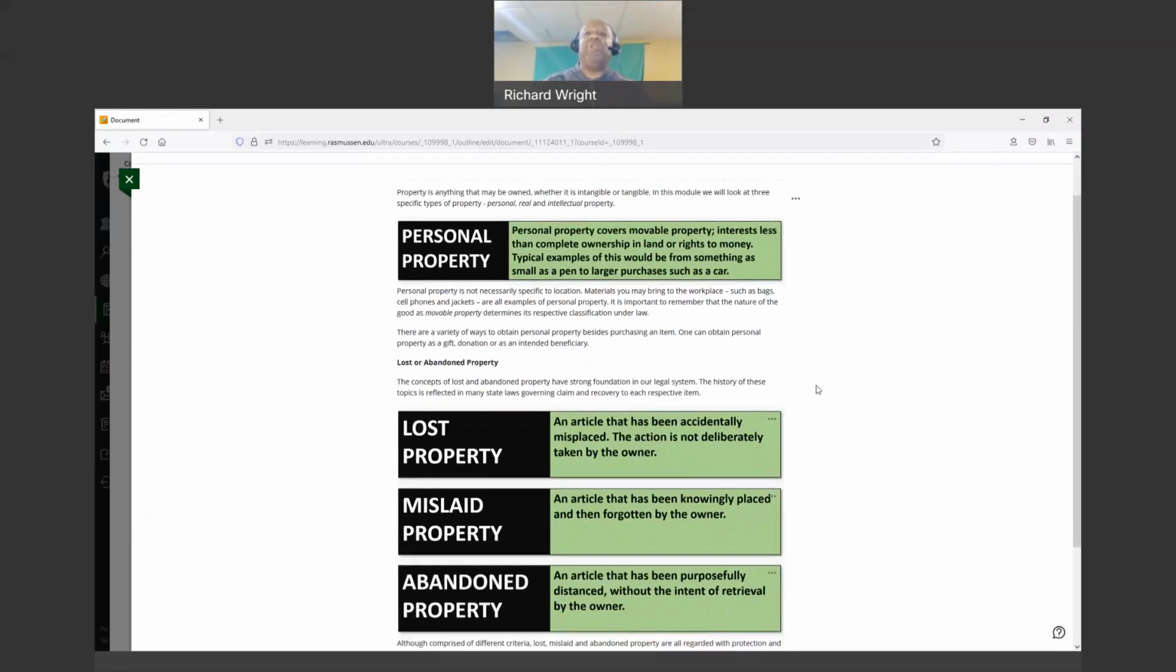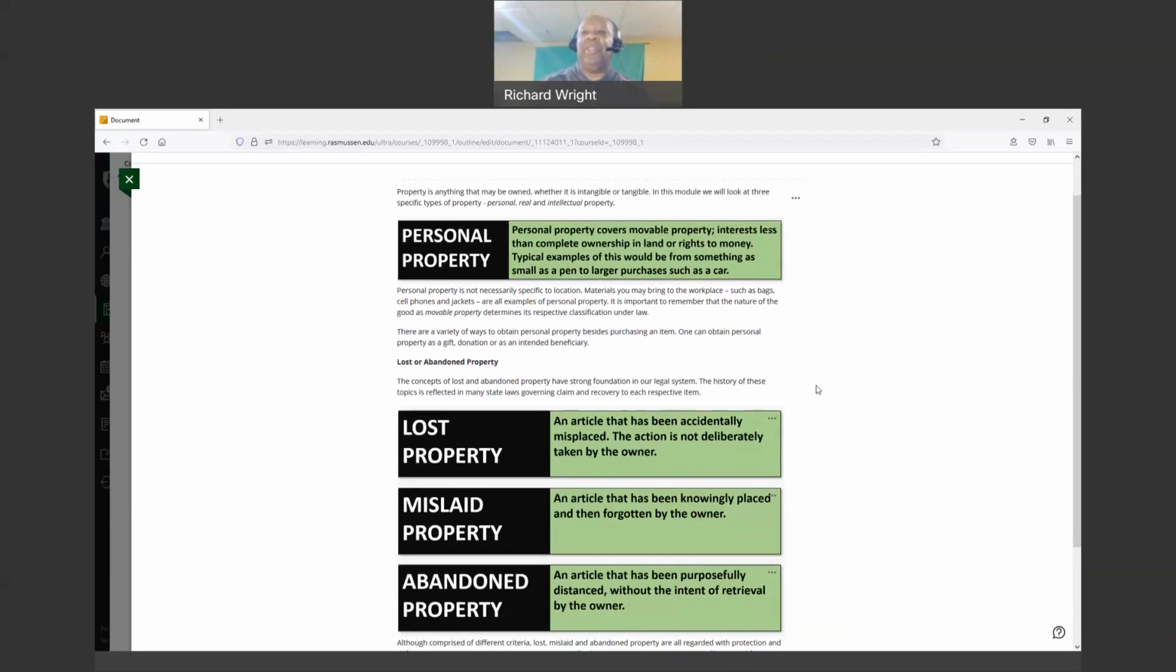So what is personal property? Movable property. Property that can be moved. Interest less than complete ownership in land or rights to money. Typical examples would be something as small as a pen, to as large as a car. Is a house personal property? No.